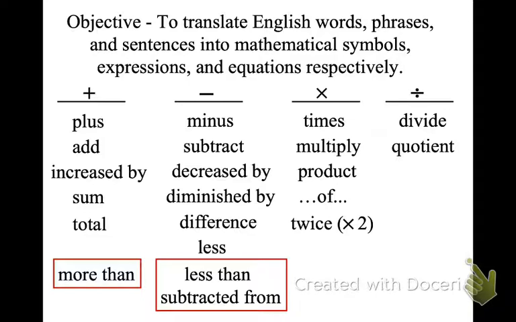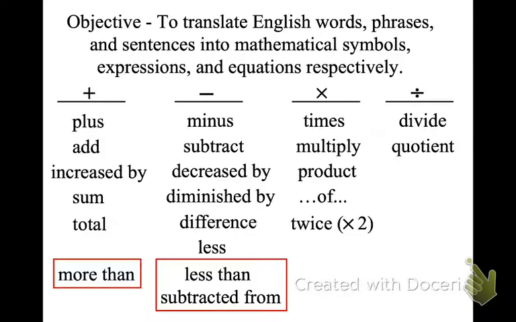Actually, can I have somebody please read the first column? Go, Connor. Plus, add, increase by, sum, total, more than. Good. And next one, go, Lermer. Minus, subtract, decreased by, diminished by, difference, less than, subtracted from. Good. Next column, Dakota. Times, multiply, product of, twice, times 2. Good. And then we've got our third column, Matthew.